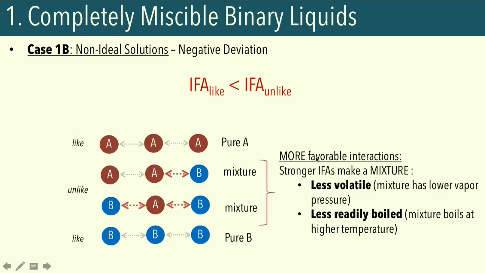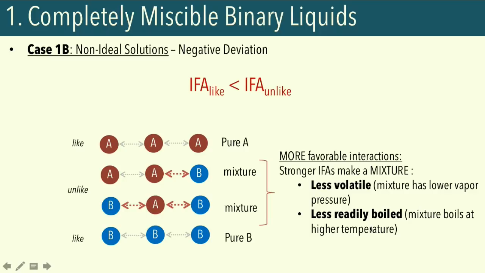So overall, since you have stronger intermolecular forces of attraction in the mixture, this implies that the mixture is going to be less volatile. So the mixture is going to have a lower vapor pressure compared to the pure components, and it also implies that it's going to be less readily boiled. So that means that the mixture is going to boil at a higher temperature.